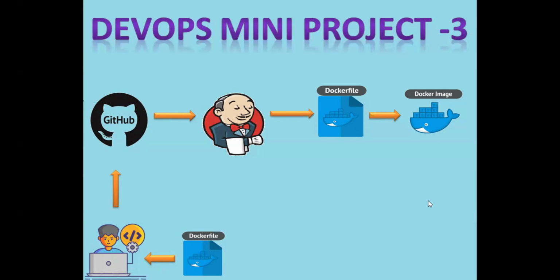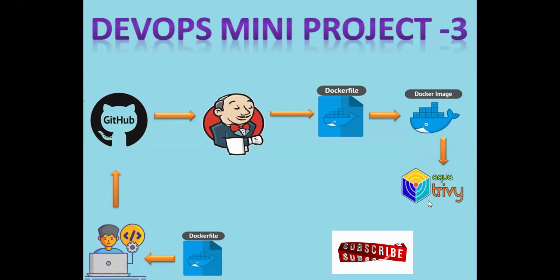Once we build that image, we send it to another tool, that is Trivy. Trivy is an open source tool used to scan container images for vulnerabilities in the packages and libraries contained in the image. So simply, Trivy is an open source tool used for scanning container images for vulnerabilities in the packages and libraries they contain.